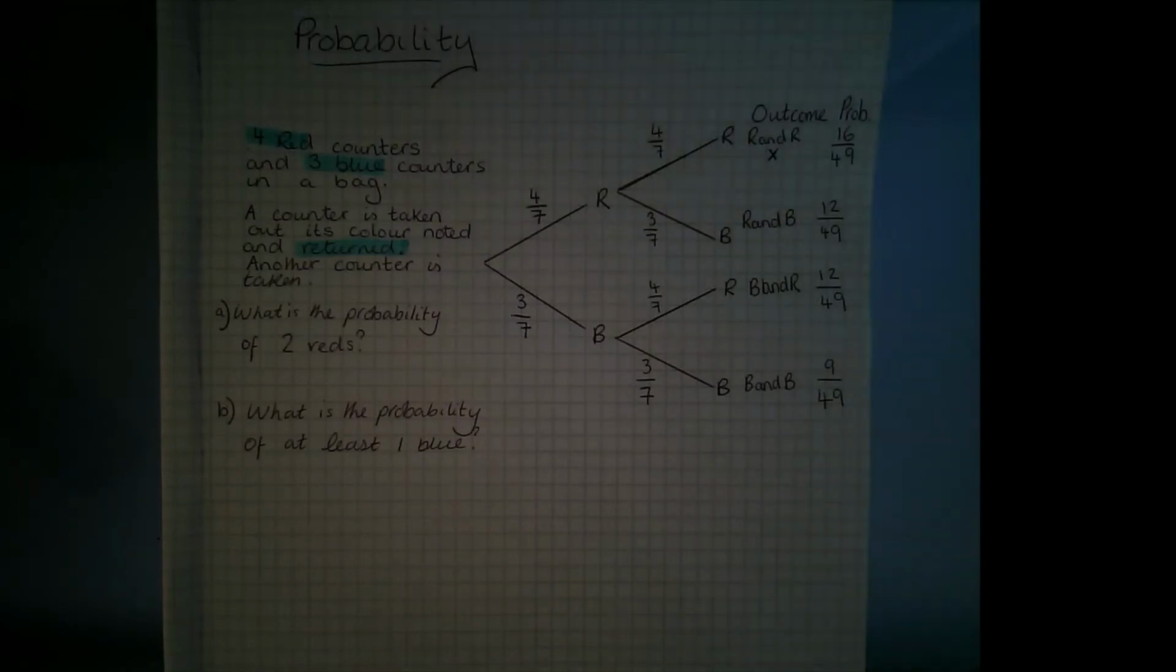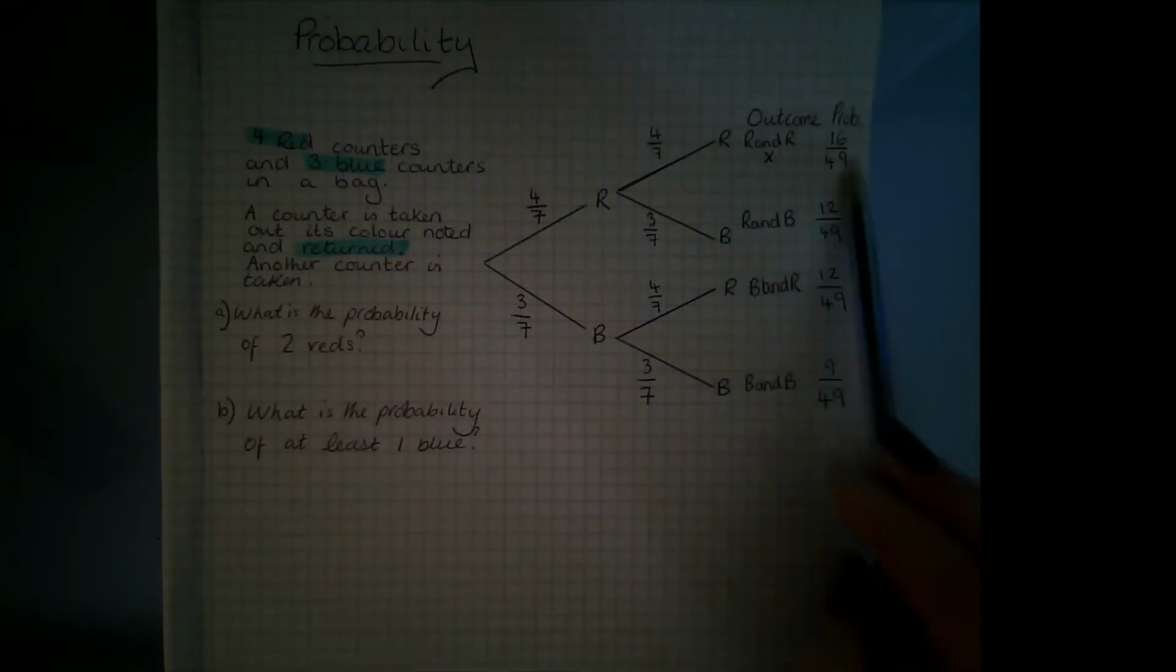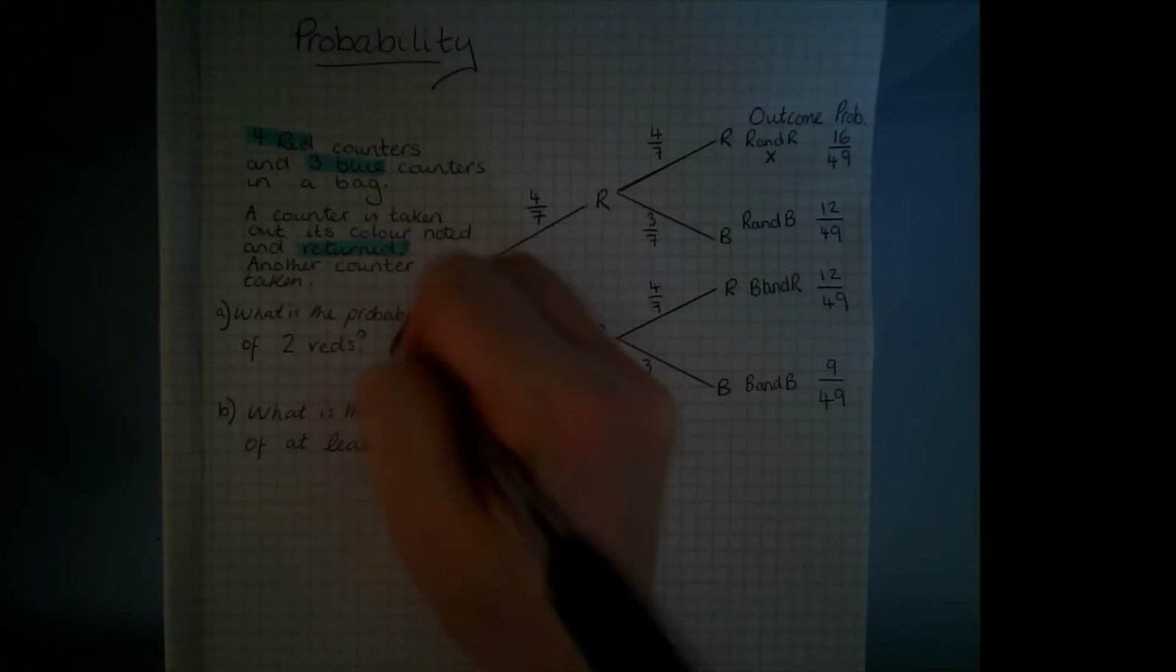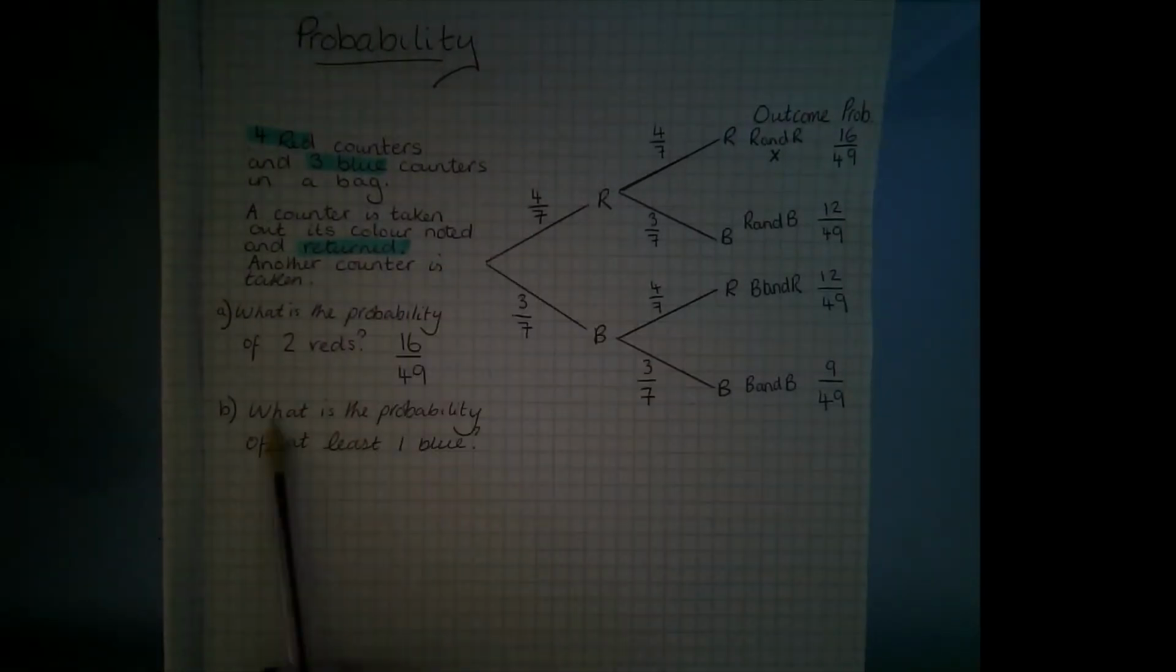Now, let's start answering our questions. So the probability of 2 reds. Now, this is quite nice because actually we've already worked it out. 16 over 49. Now, this one becomes a little trickier. You have to be careful about what it's asking. What is the probability of at least 1 blue?